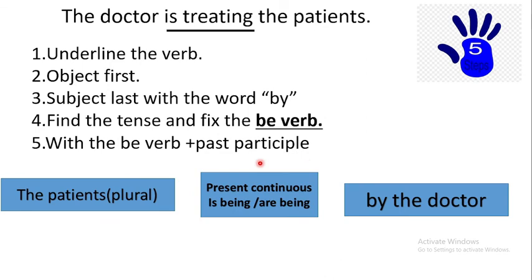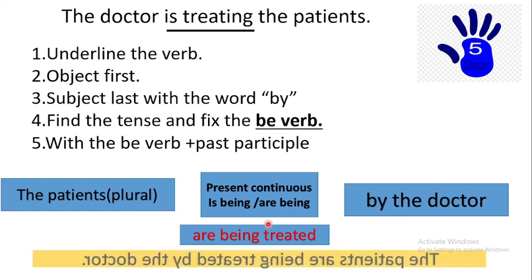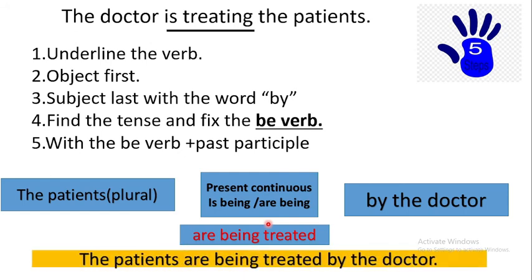With the be verb, you have to add the past participle. Are being. You know why I add are being? The patients, plural. The patients are being. Why did we add being? Present continuous tense, ing form. Are being treated. Treat, treated, treated. So treated. Full sentence: The patients are being treated by the doctor.